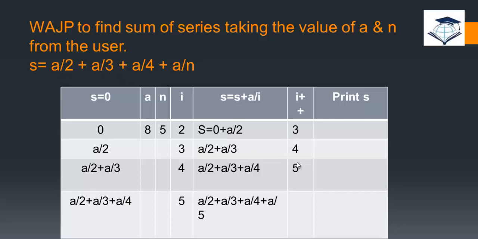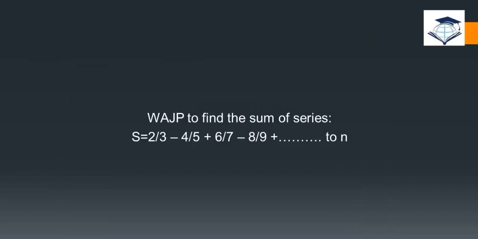Again i plus plus will become 4, and now a by 2 plus a by 3, which is the sum value, is updated here. In the next iteration, it is a by 2 plus a by 3 plus a by 4. Now with i plus plus it becomes 5, and it goes here, a by 2 plus a by 3 plus a by 4, and it keeps on going. So this is how the program executes. We'll see the next type.